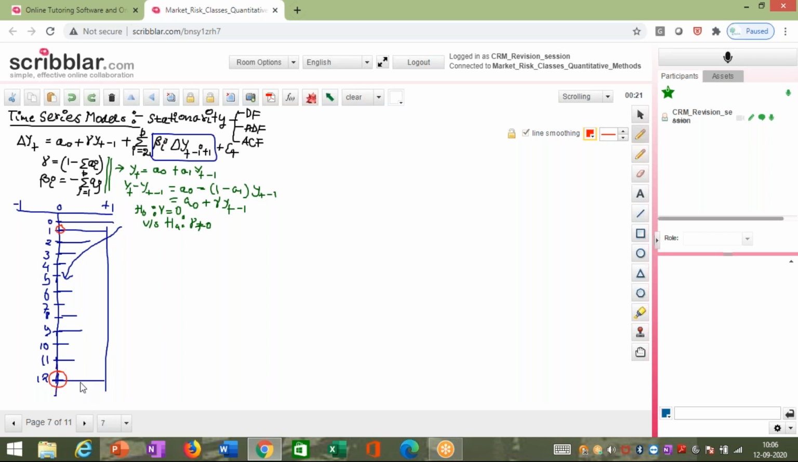Which is as high as YT minus 1. So it means that every 12 months back, there is a lag which is impacting YT today. But that impact is not a very steady impact. It's a temporary impact. That is why you see that it is falling, then rising, then falling, then rising.